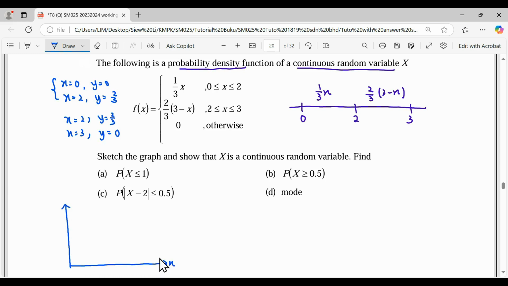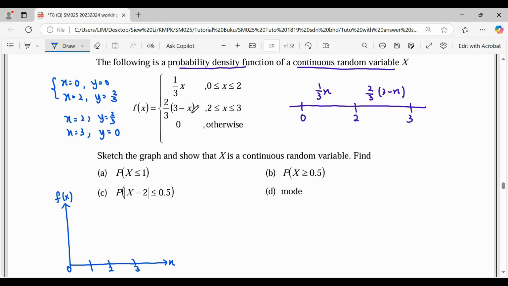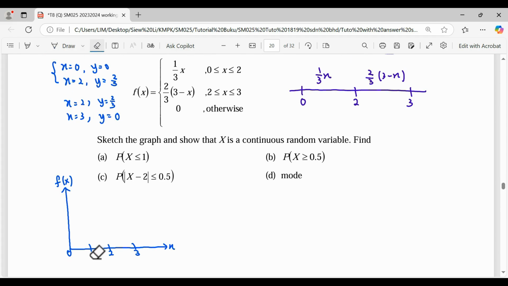So label our x-axis as the random variable and the y-axis as the probability density function. So we have 0 and then 1, 2, and 3. We start this piecewise function plotting. For the first piece, when x equals 0, y equals 0, this coordinate is included, so it will be a closed circle, the starting point. The ending point is at x equals 2, y equals 2 over 3, also a closed circle.